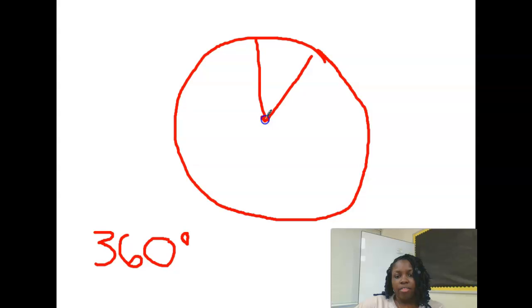So what we're going to do is find out different angle measurements in a circle. Like if I say, what is this degree? Or what is this degree? Or what is that degree? That's what we're going to look at. Before we get into it, let's review some things.